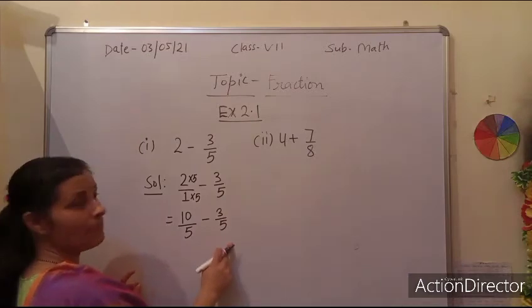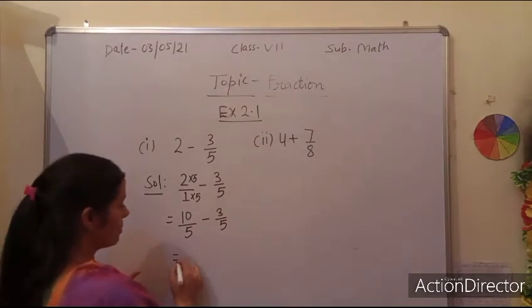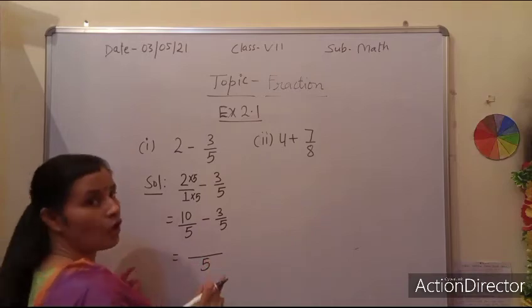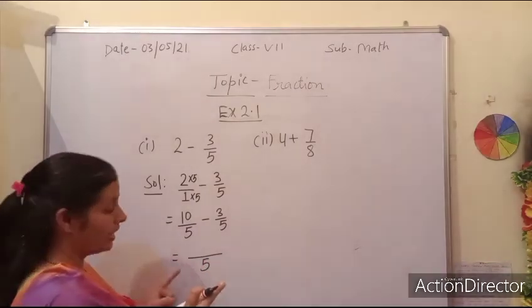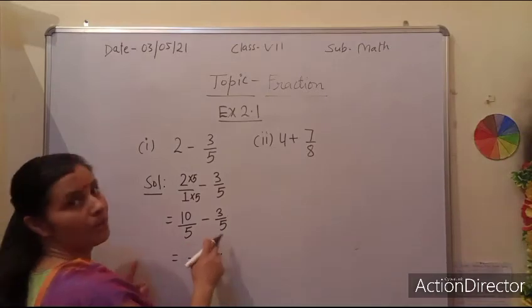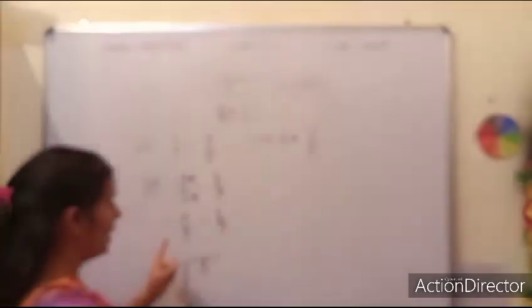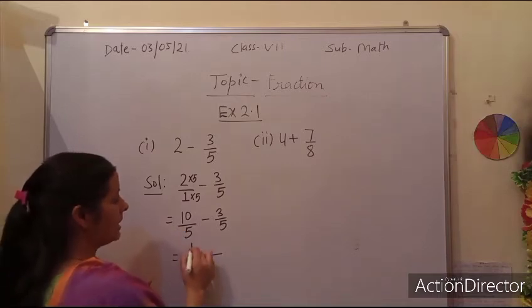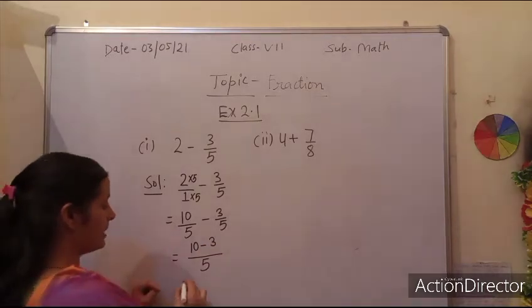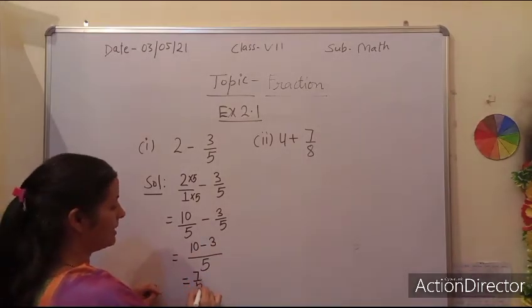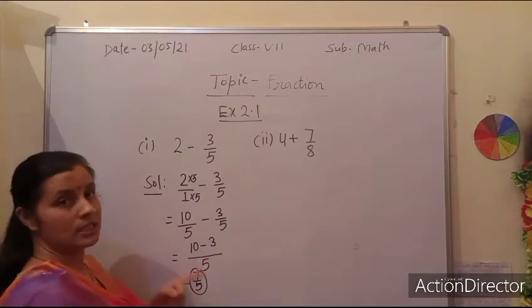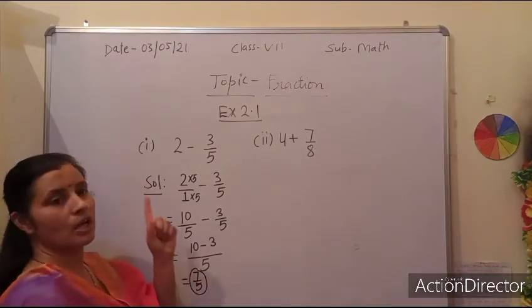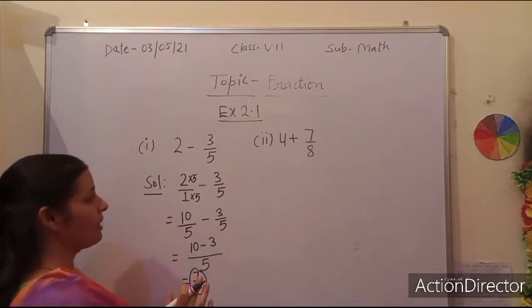Now the denominators are the same, so we can apply the rule. Denominators cannot be added or subtracted. We can only calculate with the numerators. Don't add or subtract the denominator. You will write the denominator as it is. The numbers in the numerator, we will subtract: 10 minus 3 equals 7. It will become 7 by 5. You can change it into a mixed fraction, but there is no need because it only says to find the solution. So 7 by 5 will be the answer.